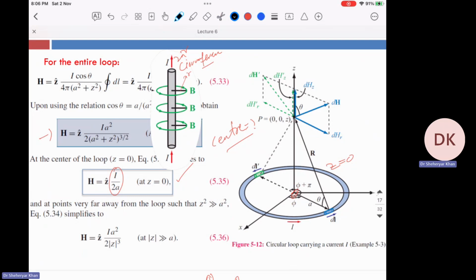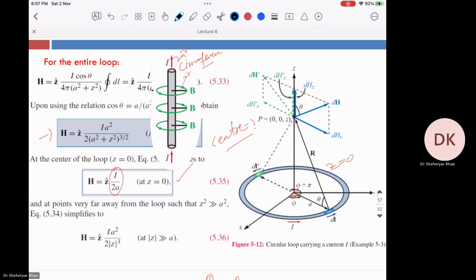Now I want you to think about this: how the magnetic field along a ring is equal to current divided by 2a, where a is the radius, so that is the diameter. So the amount of the current divided by the diameter, and the direction is given accordingly. Previously we saw that if the conductor is straight, the magnetic field is circular. Now the conductor is circular and the magnetic field is straight.